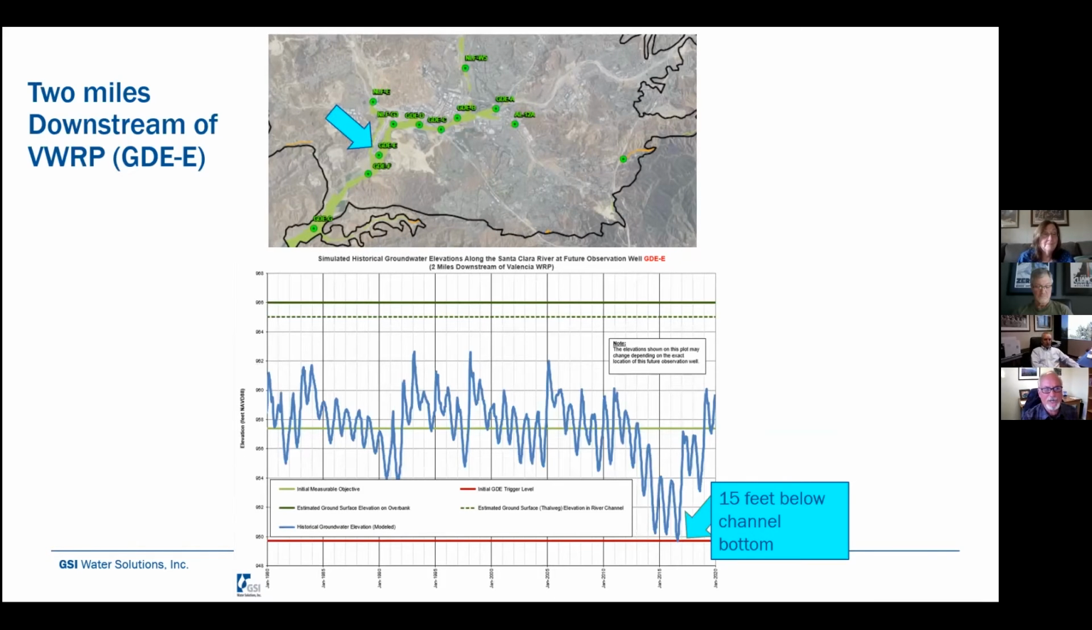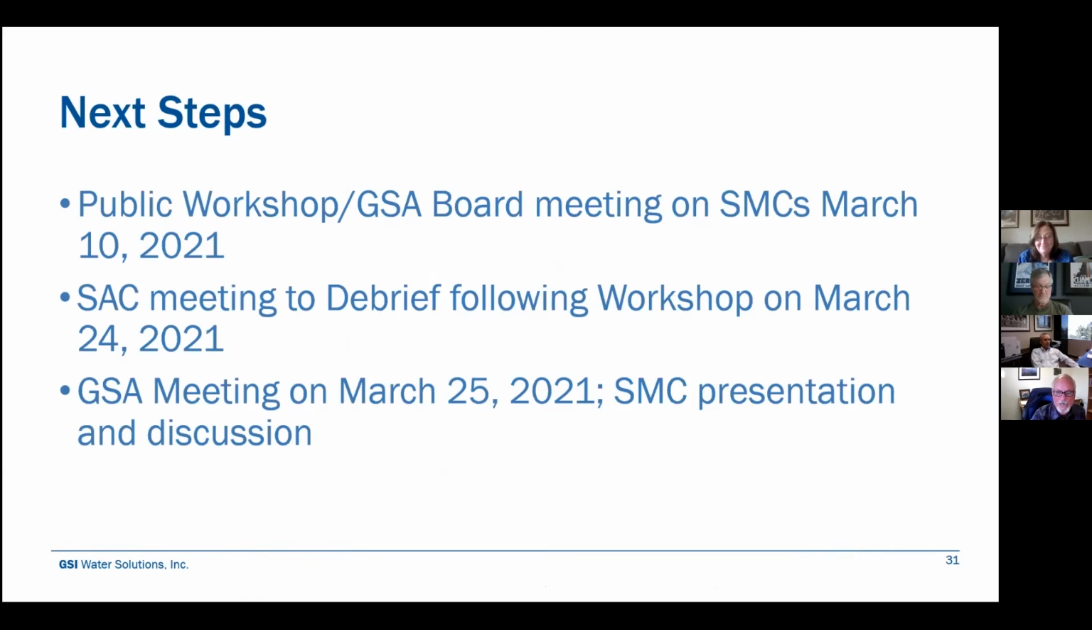Now this is 2 miles downstream of the Valencia Water Reclamation Plant. This is GDE-E, which the blue arrows are pointing to. You can see we have a lot more fluctuation going on here. We have set the minimum threshold at the predicted historic low, but the measurable objective, or our target where we want to maintain water levels, is here at about the average. So that just gives you a feel for what we're talking about for GDEs.